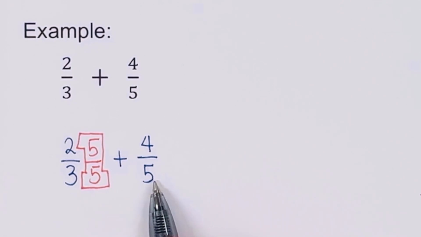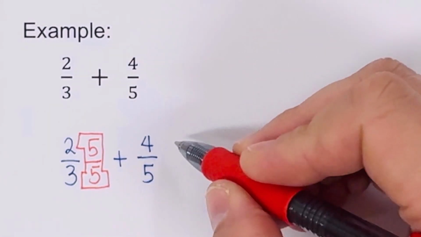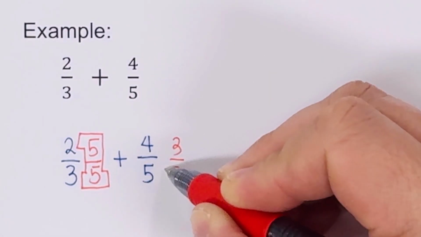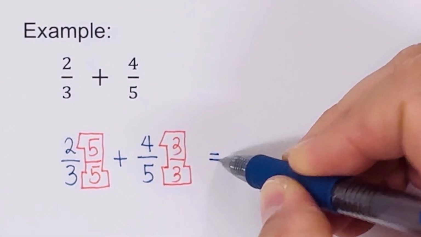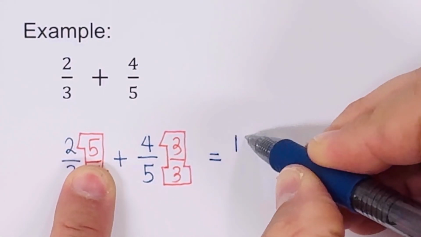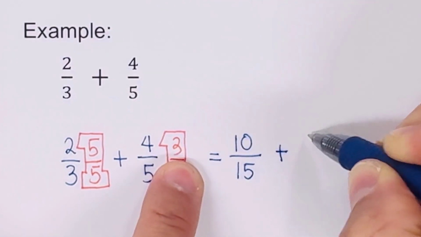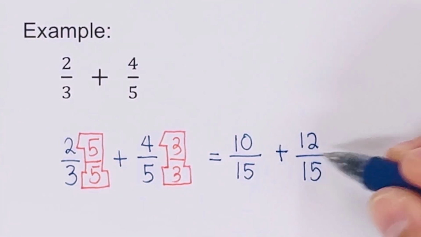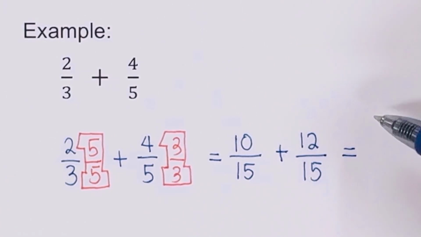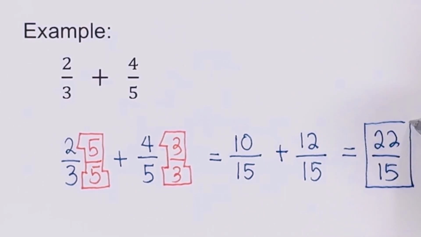And we do the same thing for the other one here. We're going to multiply this by 1 in the form of 3 over 3. So 3 divided by 3 is actually 1. Then we can go ahead and multiply this across. That would be 2 times 5 is 10 over 3 times 5 is 15, plus 4 times 3 is 12 over 5 times 3 is 15. So then they already have the same denominator. So the answer for this would be 22 over 15. So this is the sum of these two fractions using the giant one method.